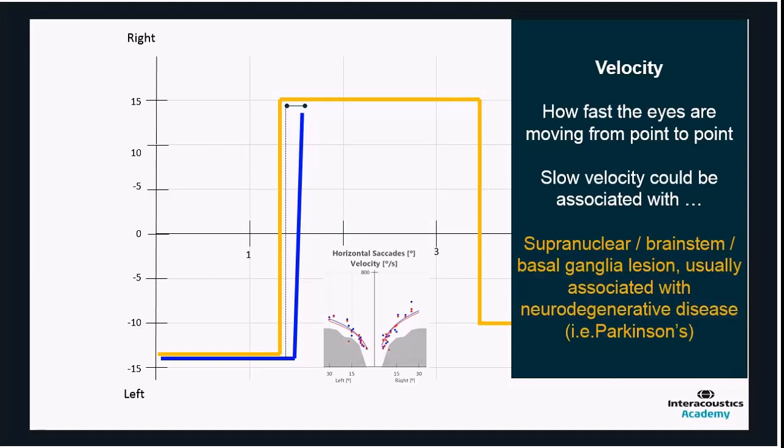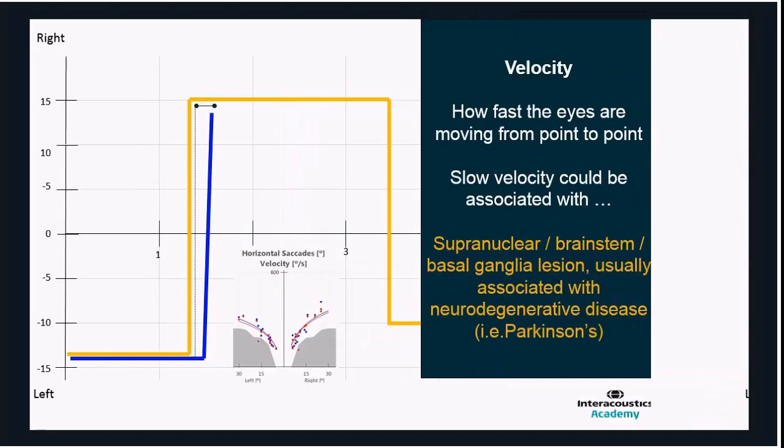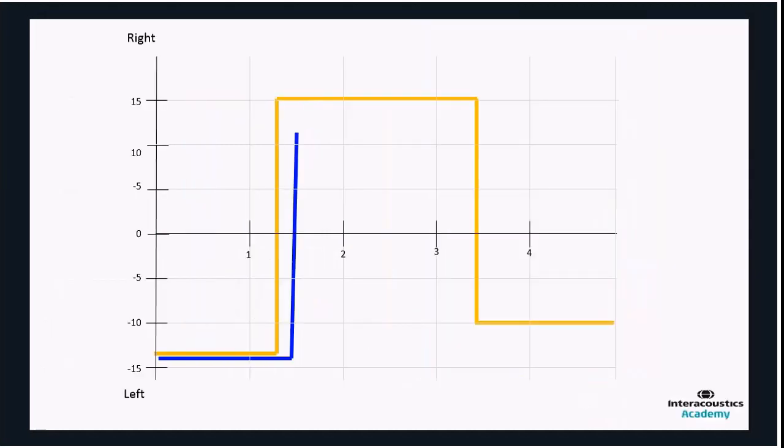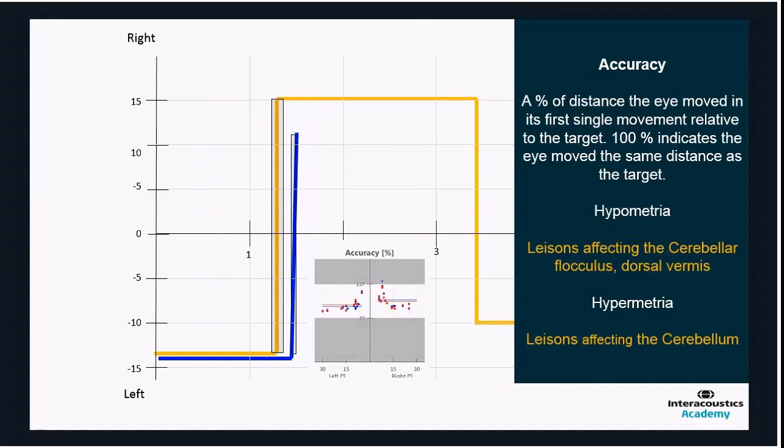Our other parameter to look at within a saccade test is accuracy. Now this is calculated as the percentage of distance that the eye has moved following the first target movement. If the eye moves the same distance as the target has moved, then this is 100% of movement. But we can then start to quantify that movement both as a percentage and its nature. So we may have a movement that doesn't fully reach the same point as the target. That we would describe as hypometria.